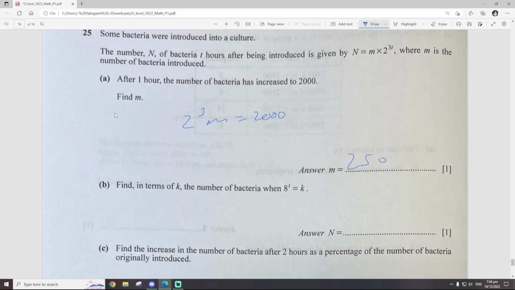Okay, this question, I was a bit confused when I saw this at first, but actually it's very simple. 8 power T is exactly 2 power 3T. So in fact, you get N equals 250 times 8 power T, which is K. Which is 250 times K, because 8 power T is itself equal to K. Yeah, the question is a bit shocking that they asked this. So it's 250K.